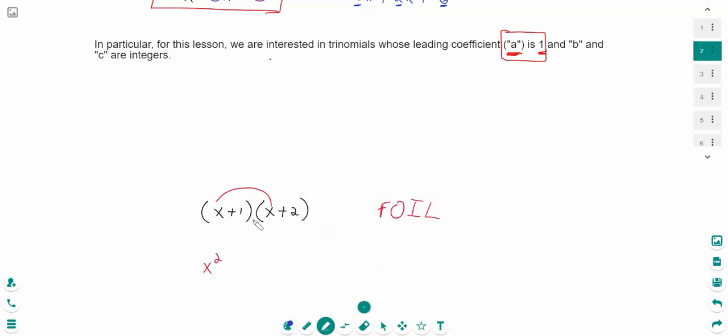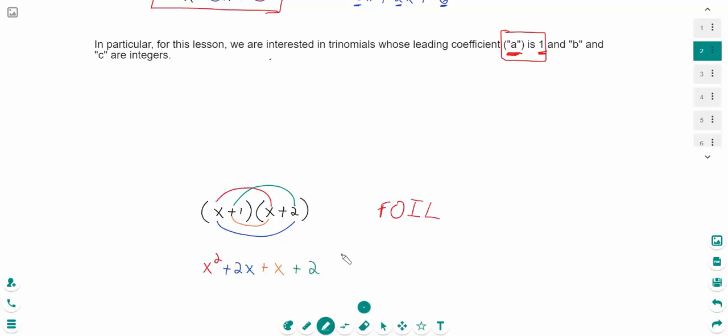We take the outside terms and multiply those by each other. That gives us a plus 2x. And then we take the inside terms and multiply them by each other. That gives us a plus x. And then we take the last terms and multiply them by each other. In this case, that gives us a positive 2.